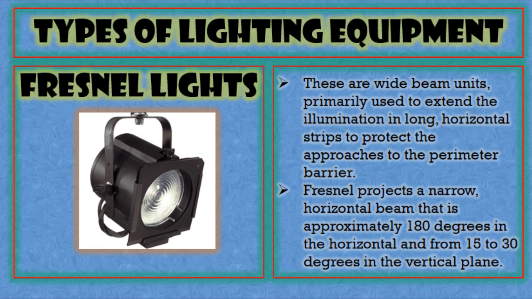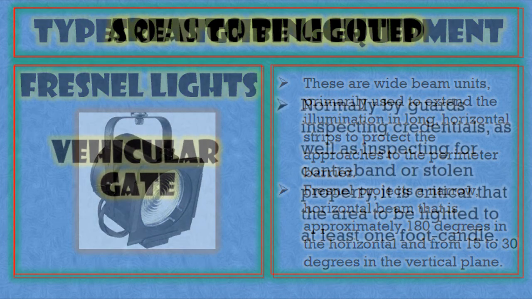Pero itong Fresnel lights, yes, it can create a long illumination of light, okay, horizontally. Yun nga lang, it can be moved only approximately 180 degrees in the horizontal and from 15 to 30 degrees in vertical plane. So, hindi po natin yan ma-move at 360 angle. So, yan ay ma-move lang natin at that certain kind of degree. Okay? So, yan po yung tinatawag natin na Fresnel lights.